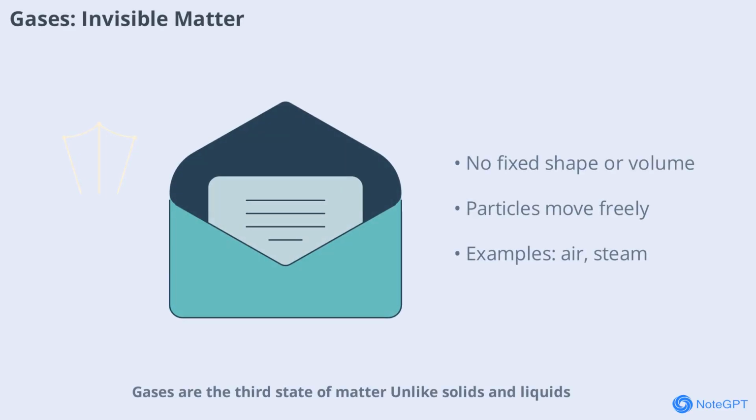Gases are the third state of matter. Unlike solids and liquids, gases have neither a fixed shape nor a fixed volume. They spread out to fill the entire space available to them. The particles in gases are far apart and move freely, which is why gases are often invisible. Examples include the air we breathe and the steam rising from hot soup. Gases are all around us, even though we can't always see them.